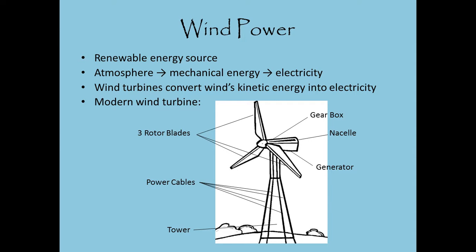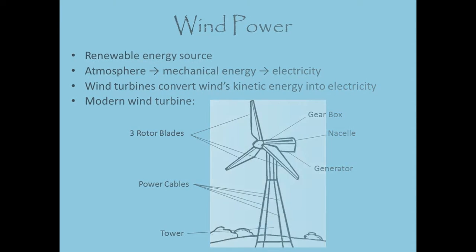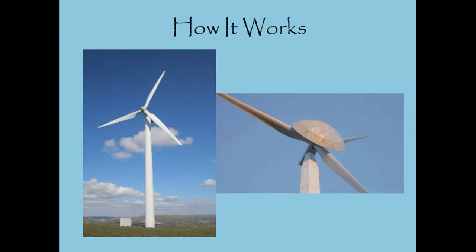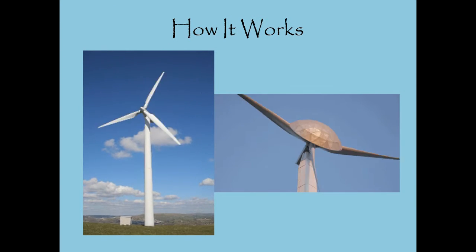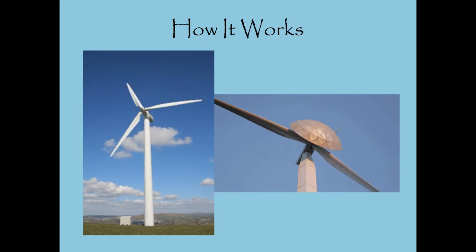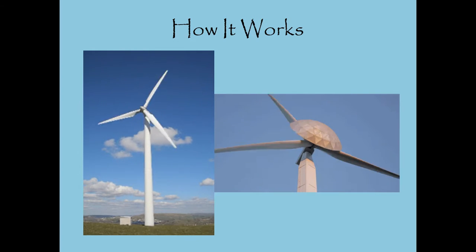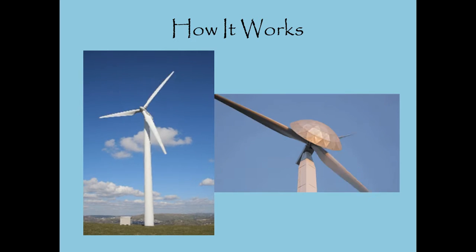These turbines usually comprise 3 rotor blades, a nacelle that houses the generator and gearbox, a tower, and power cables. A wind turbine works the opposite way of a regular fan. A fan uses electricity to make wind, whereas a wind turbine uses wind to make electricity.